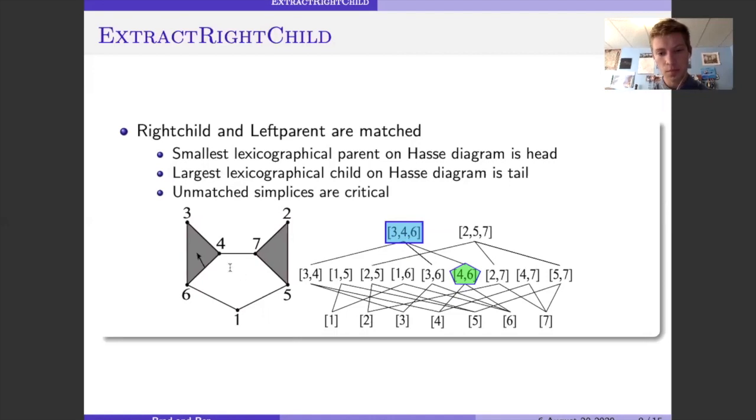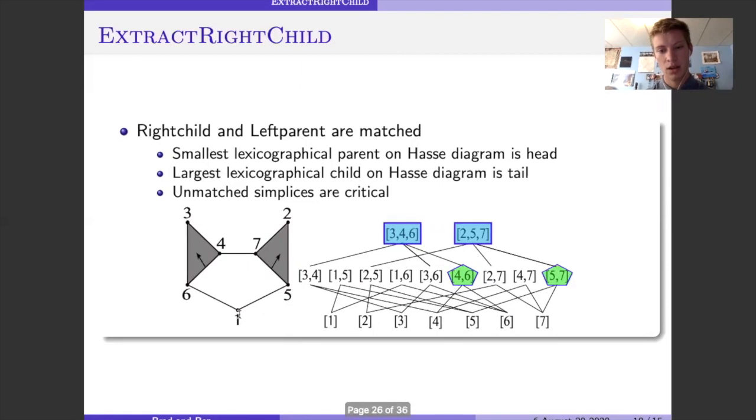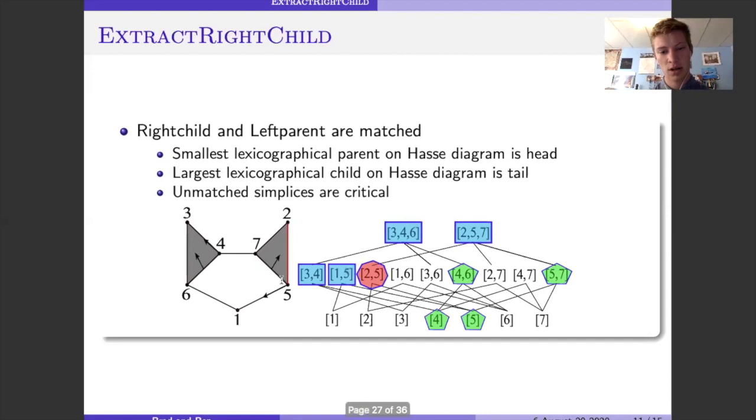And so then we have a matching, and we know that 4, 6 is going to be the tail of an arrow in the gradient vector field, and 3, 4, 6 is going to be the head. And equivalently, what's going on in the simplicial complex? Well, we're just going to have an arrow from 4, 6 going into 3, 4, 6, into that 2 simplex there. And then moving along, 2, 5, 7, we're going to be matched there with 5, 7, and we're going to add an arrow on the simplicial complex here. Then we're going to go down a dimension.